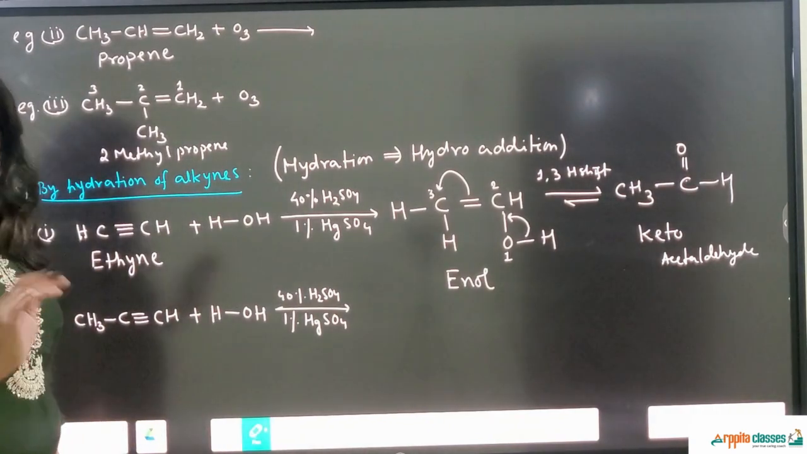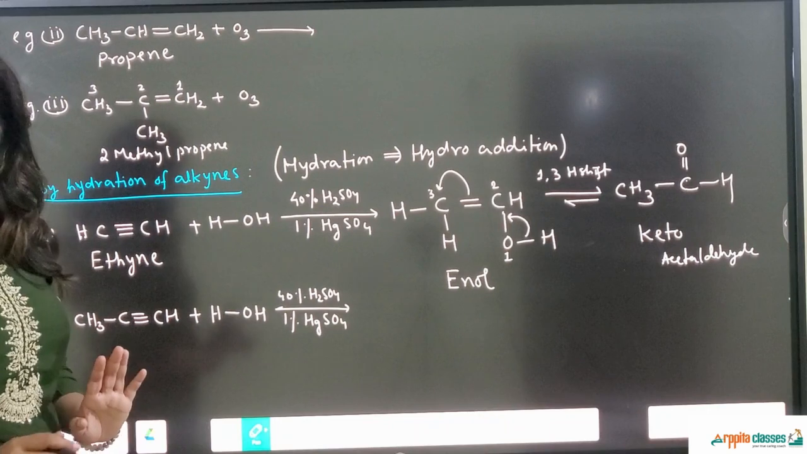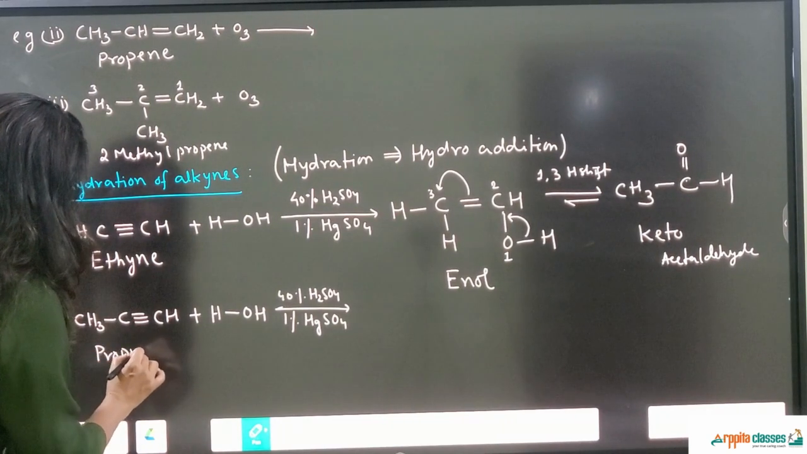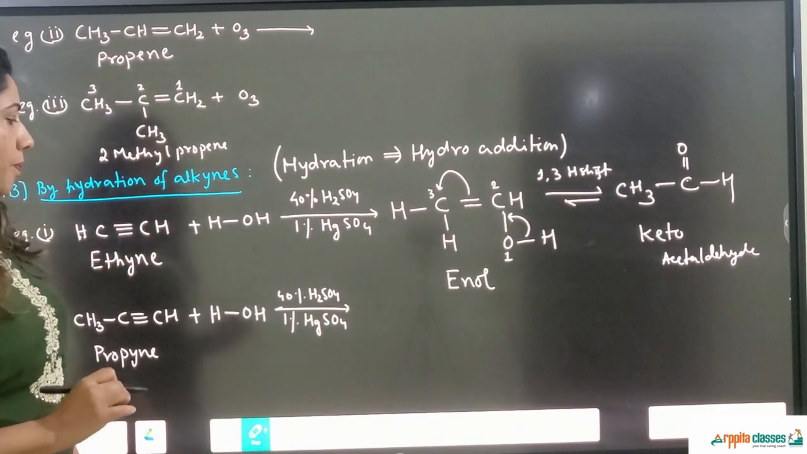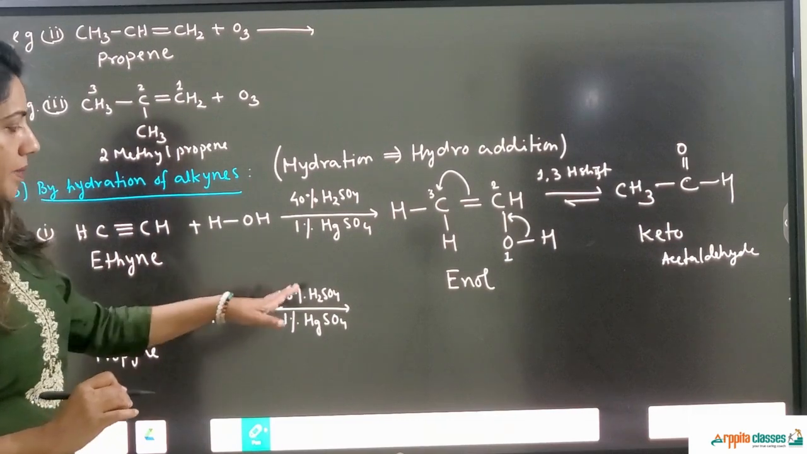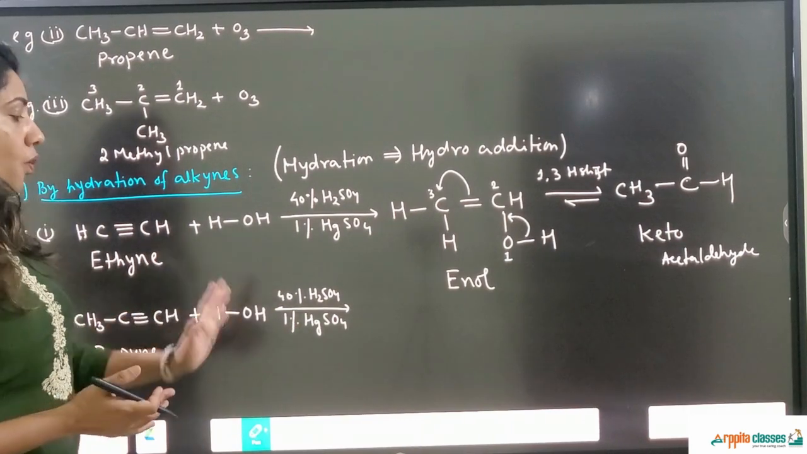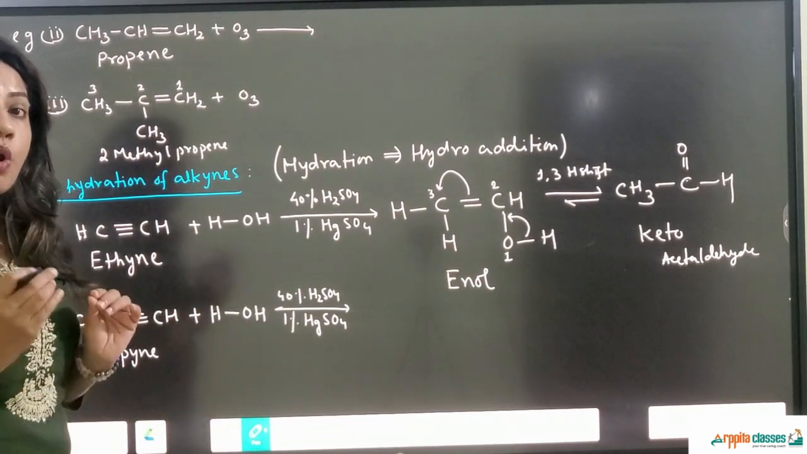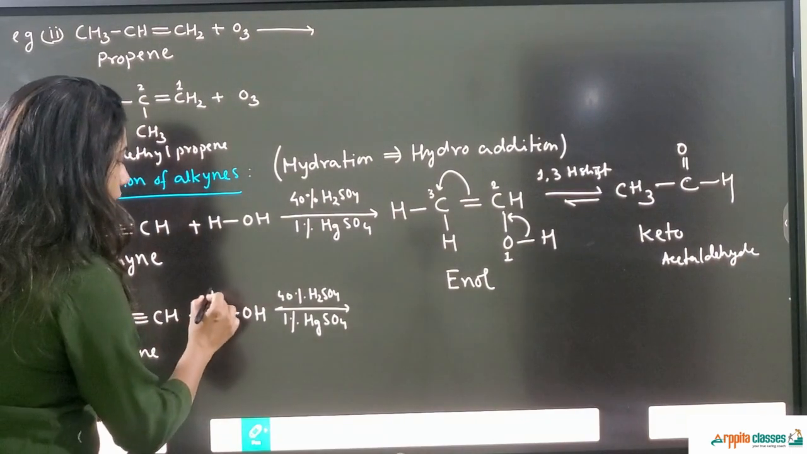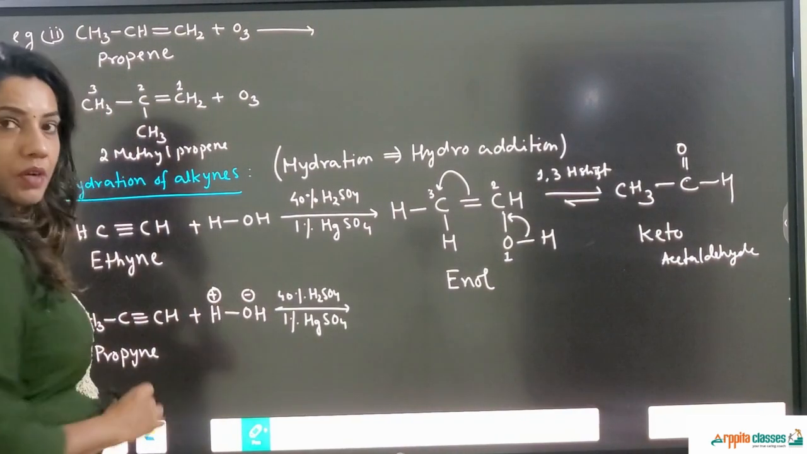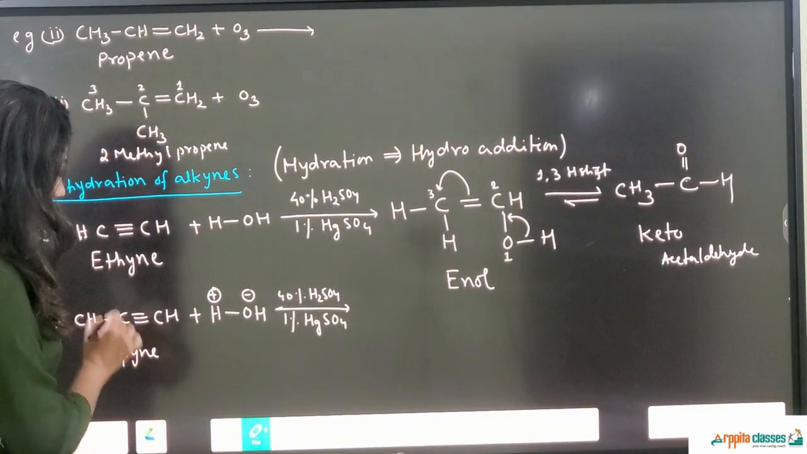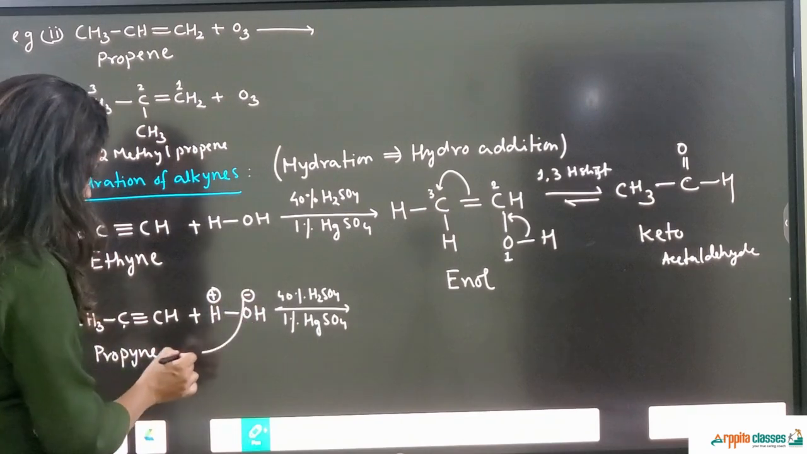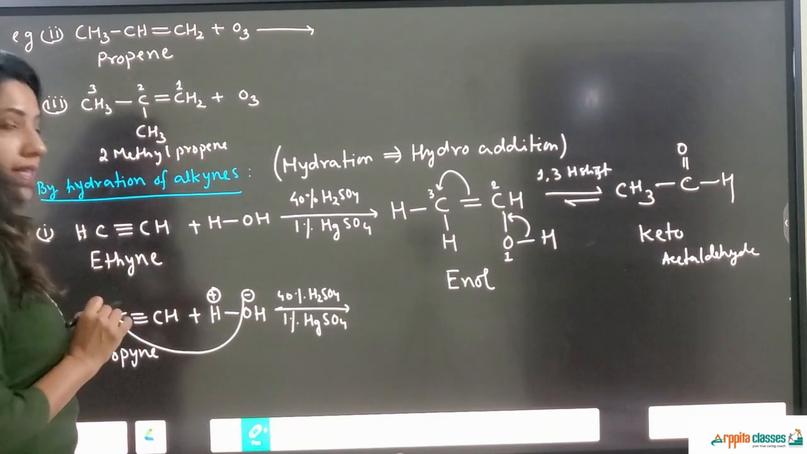Okay. Same thing now we are going to do with an unsymmetrical alkyne. This is called propyne. It is an alkyne with 3 carbon atoms, so it is propyne. We are adding water again in the presence of 40% H2SO4 and 1% HgSO4. Addition of water will take place as per Markovnikov rule. Okay, and what is Markovnikov rule? The negative part of the reagent will get added to that carbon atom which has fewer hydrogens. So now OH will get added to this carbon atom which has fewer hydrogens.